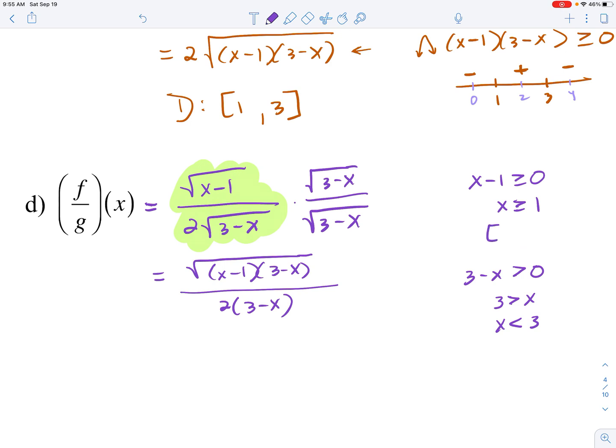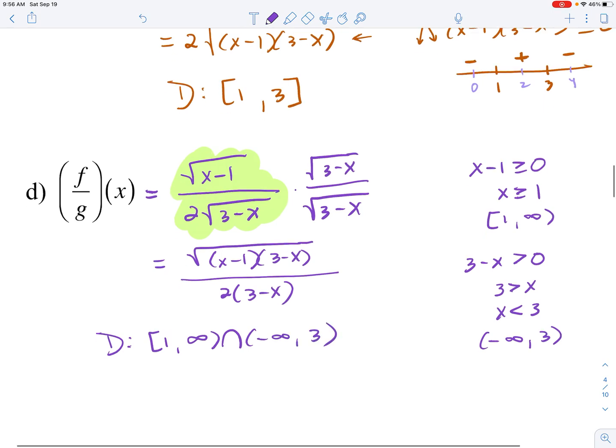So just like before, x greater than or equal to 1 would be 1 to infinity, where 1 is included. And then x strictly less than 3 would be written in interval notation as negative infinity to 3, but 3 is not included. So our domain is the intersection of those two intervals. You don't have to think about it necessarily as finding the intersection of those intervals.